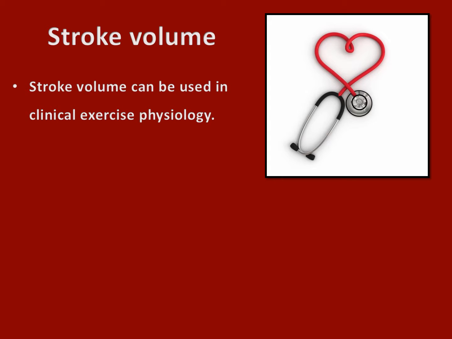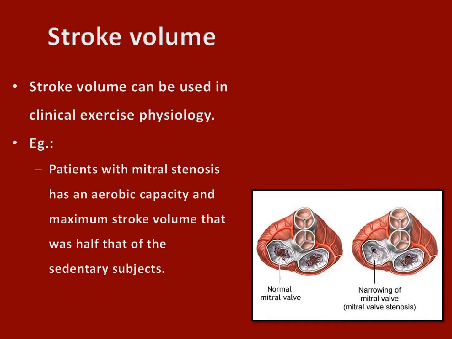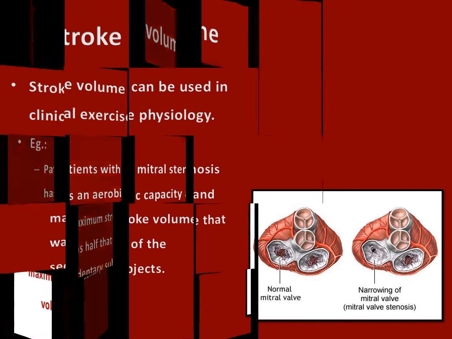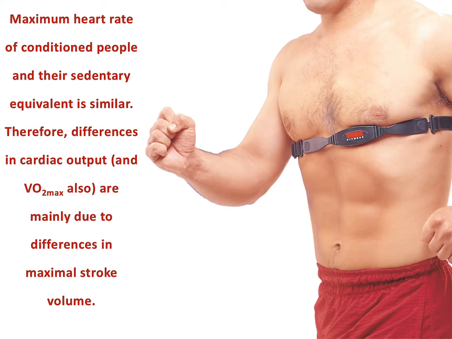Stroke volume can also be used in a clinical setting. For example, people with valve dysfunction will have a low stroke volume, as well as people with heart failure. Maximum heart rate of conditioned individuals is the same as sedentary people. The difference in cardiac output, and therefore also VO2 max, is mainly due to maximal stroke volume.